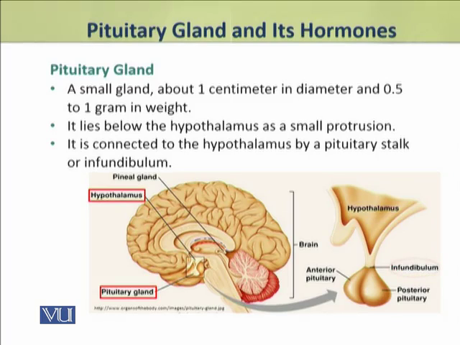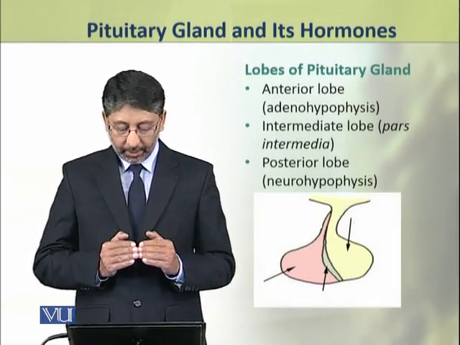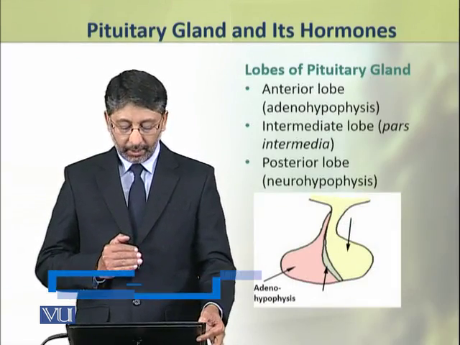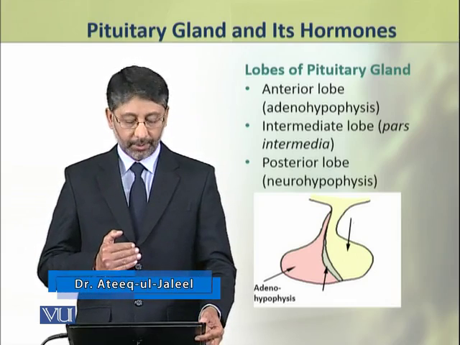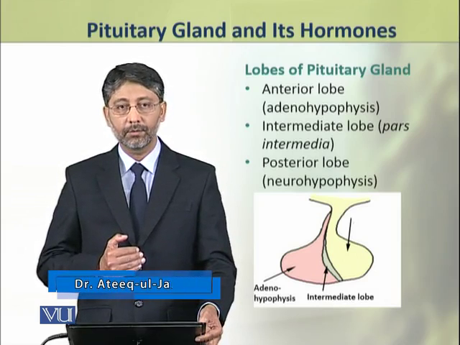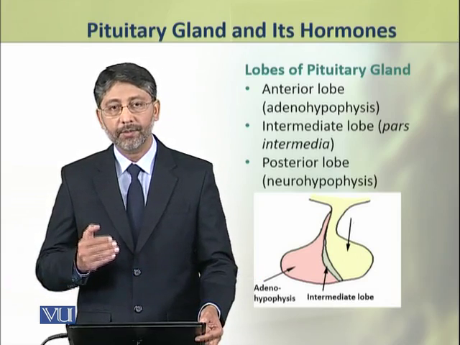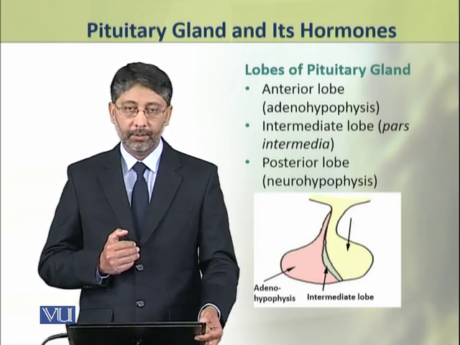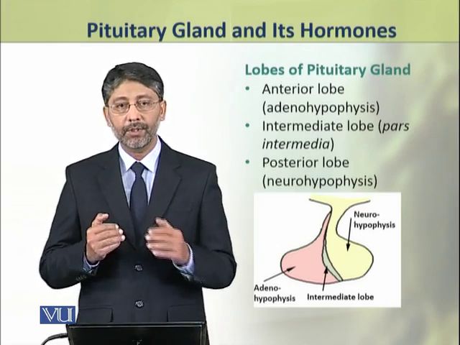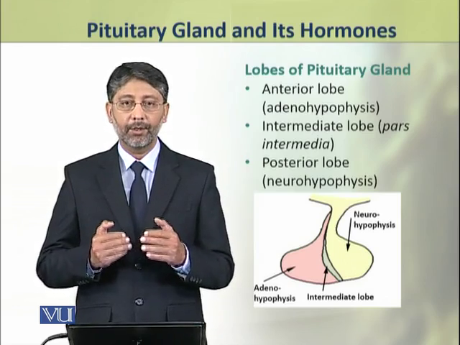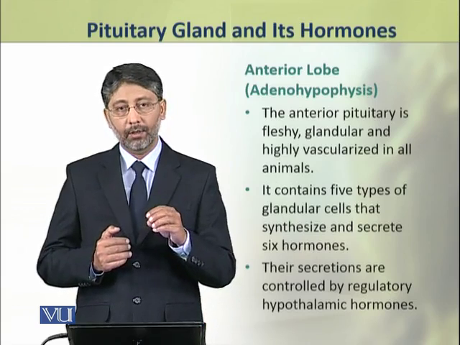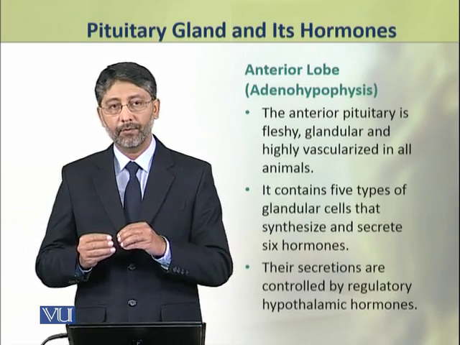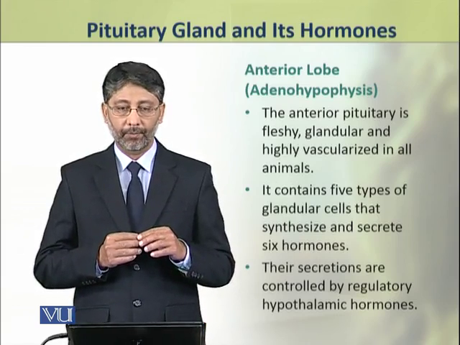Dear students, the pituitary gland has 3 lobes. The anterior lobe, which is called adenohypophysis. The second lobe is the intermediate lobe or pars intermedia. The third lobe is the posterior lobe, also called neurohypophysis. We shall discuss the roles of all the 3 lobes.